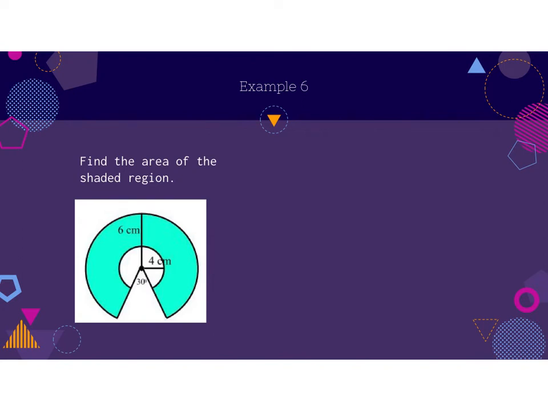All right, in example 6, again, I need to find the shaded region, which is a portion of the annulus. So again, we're going to start solving it the same way by finding the area of the annulus, which is pi big R squared minus pi little r squared. And then since I only want part of it, I'm going to use my angle, or my theta, out of 360 to figure out what fraction of it I want to keep. I am not keeping this 30 degrees, which means I am keeping 360 minus 30, or 330 degrees out of the 360.